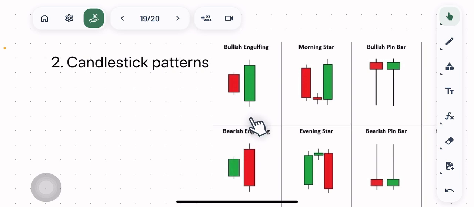When price is in a downtrend and wants to reverse to an uptrend, you are most likely going to see a bullish engulfing candlestick pattern most of the time, especially around your 1 hour, 4 hours, and 1 day time frames, right? If it is in an uptrend and wants to reverse downward, you're most likely going to see a bearish engulfing candlestick pattern. The morning star, unlike the engulfing candlestick, is a 3 candlestick pattern.